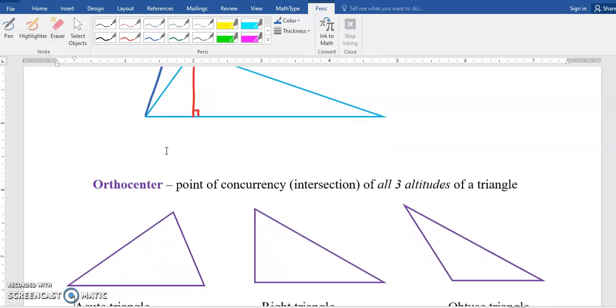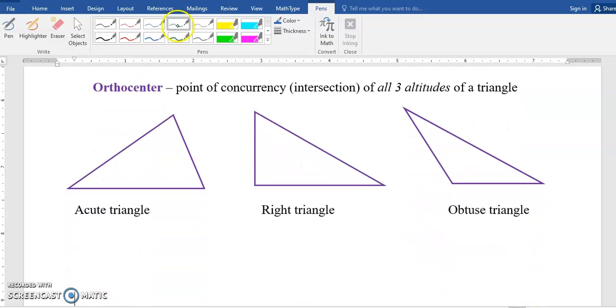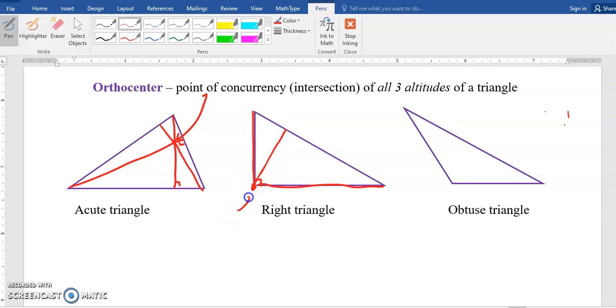Now the altitudes are concurrent as well. I go vertex, perpendicular, and then this one ends up being here, and that point of concurrency is called the orthocenter. Okay, it's called the orthocenter. If I go in a right triangle, this is perpendicular to the opposite side, and this is perpendicular to the opposite side. The orthocenter is actually right there. It is the vertex. That's the orthocenter there.